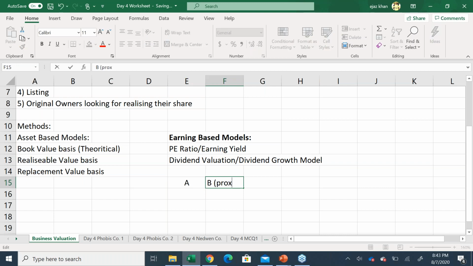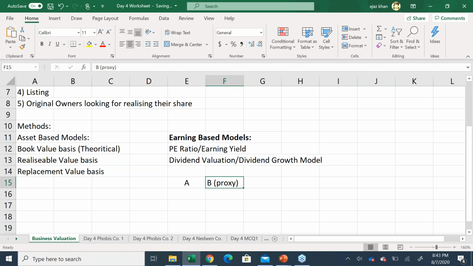We have nothing to do with this company, but it is similar to company A, and it is a listed company, whereas I'm just assuming that A is not a listed company. So we picked this company because a listed company has one good quality, and that quality is that it has a price.